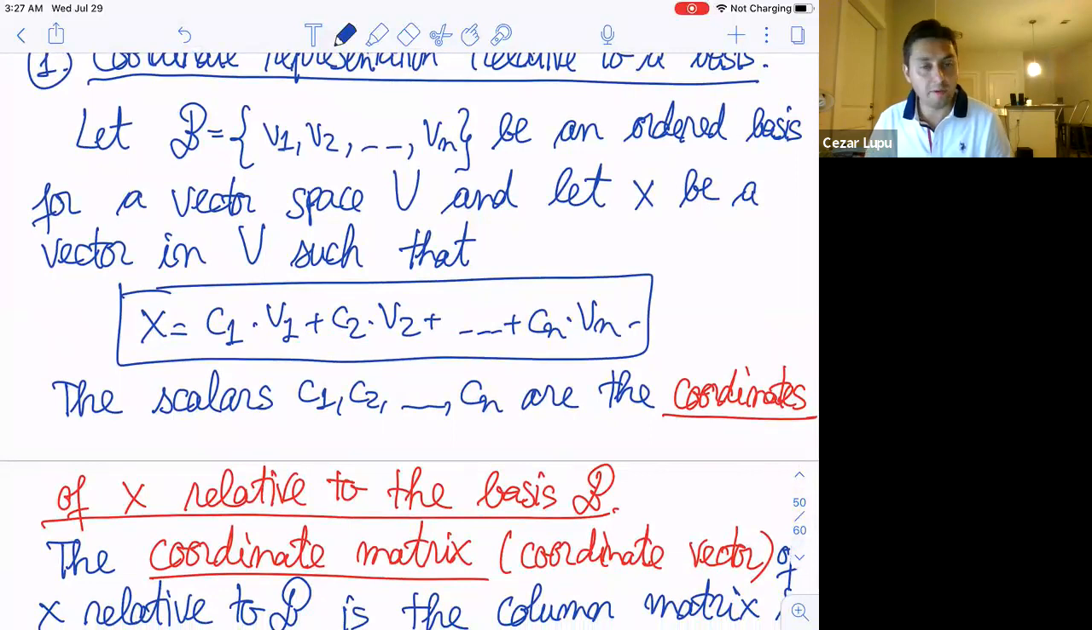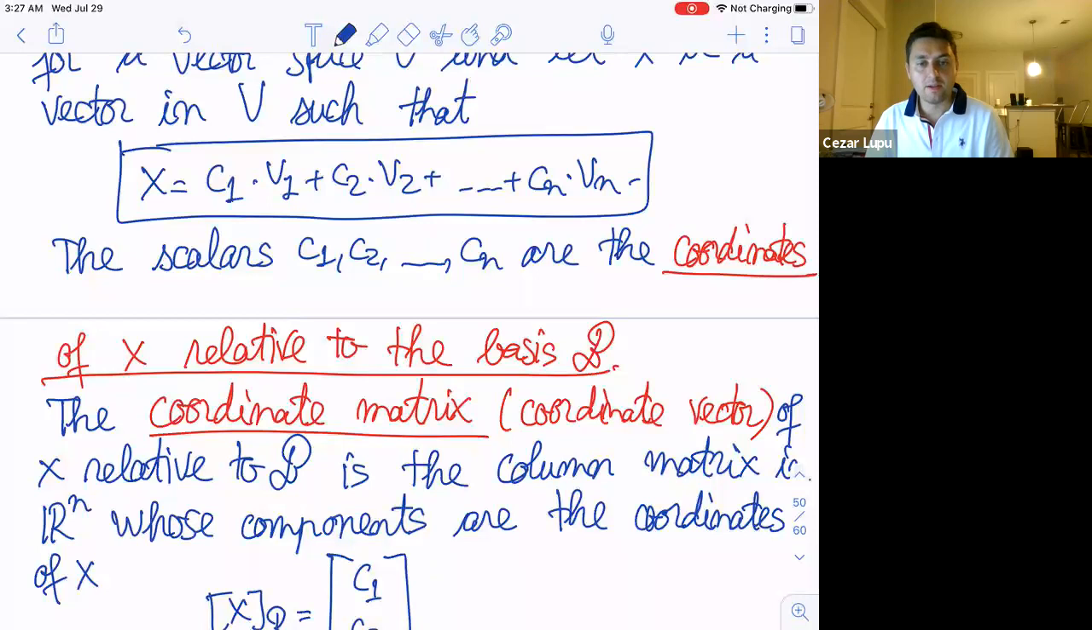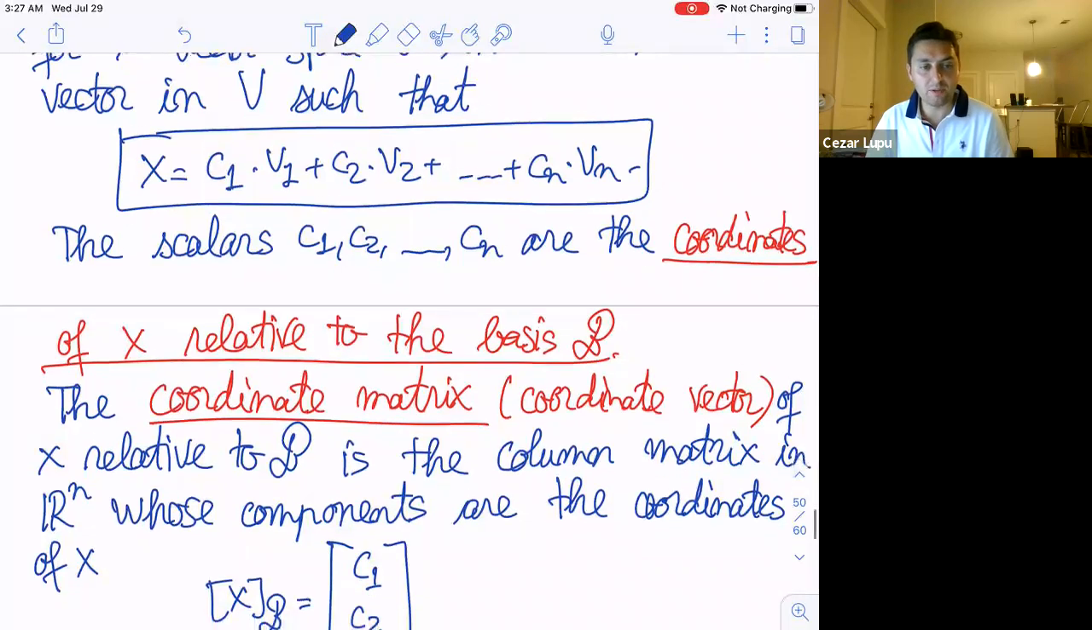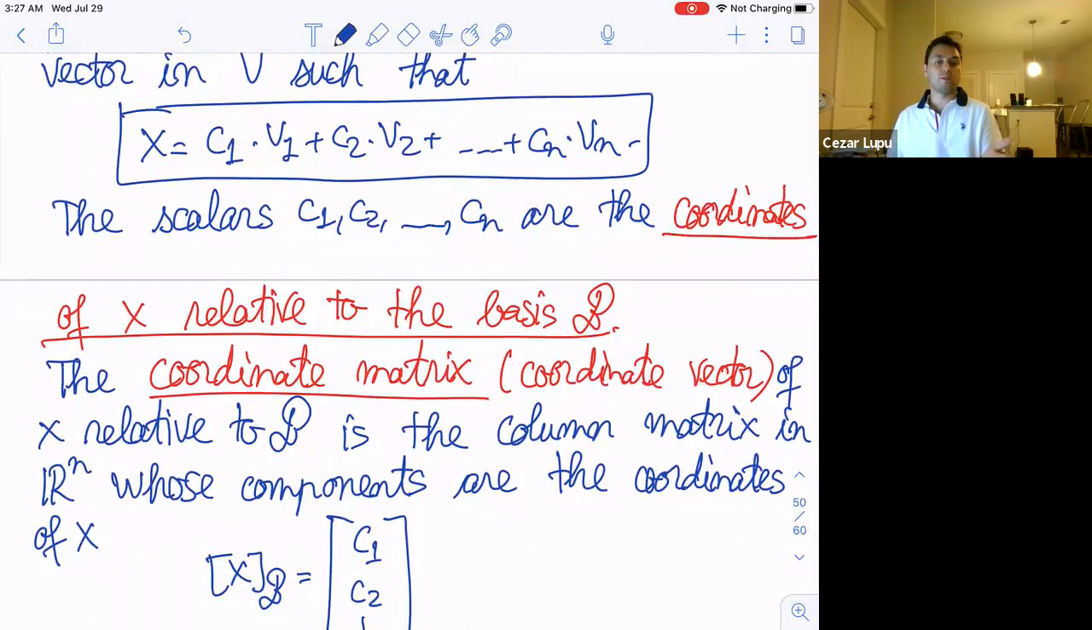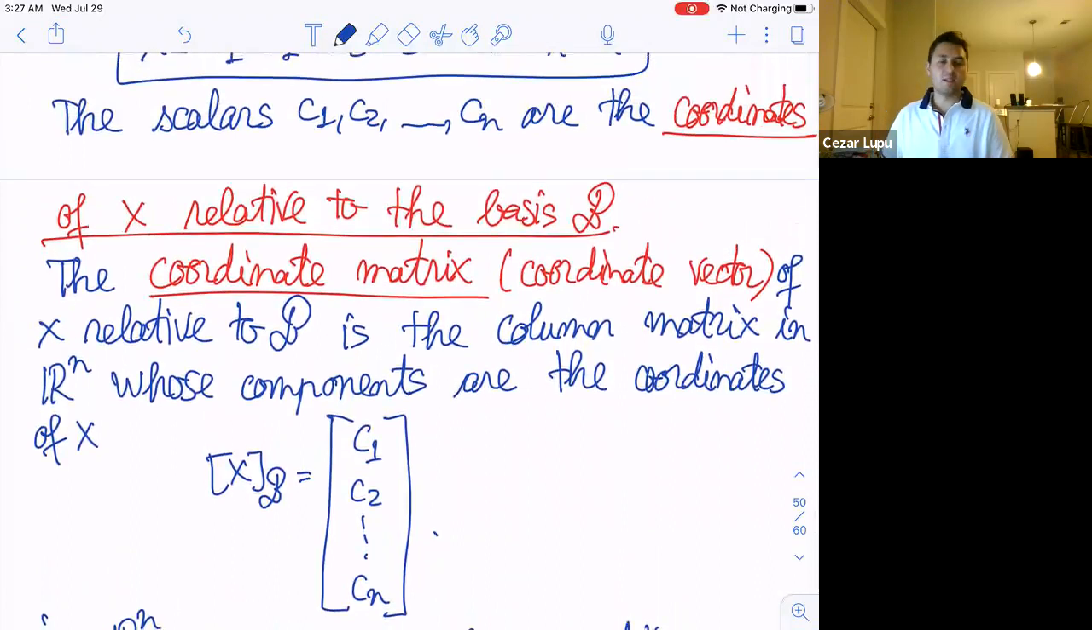And now we can write the coordinate matrix, or the coordinate vector, whatever you want to call it, of x relative to a basis B. And basically, this is nothing else than just the column matrix in Rn, whose components are the coordinates of x. So we can write them like this. It doesn't really matter whether you call it coordinate matrix or coordinate vector. This will be the coordinates of x relative to B, which are c1, c2, cn.